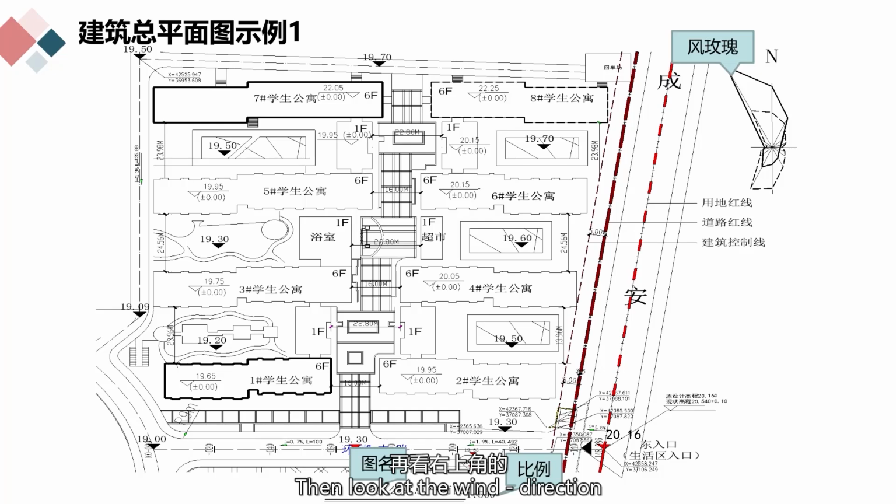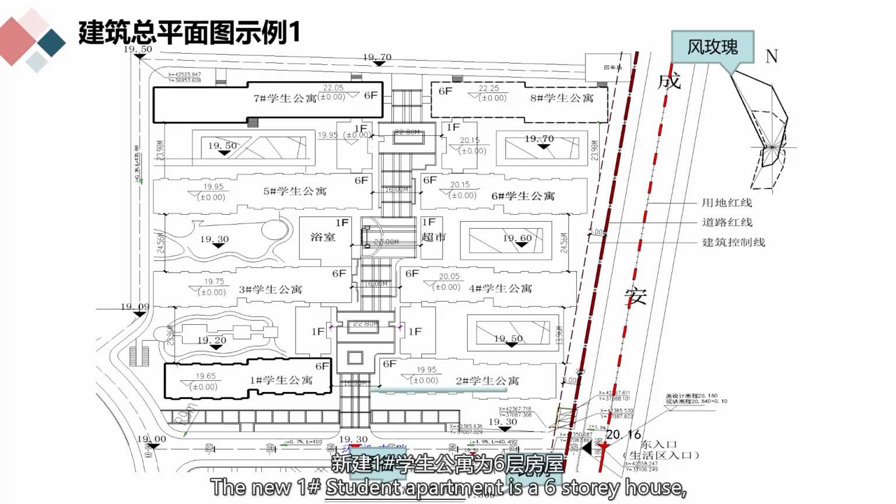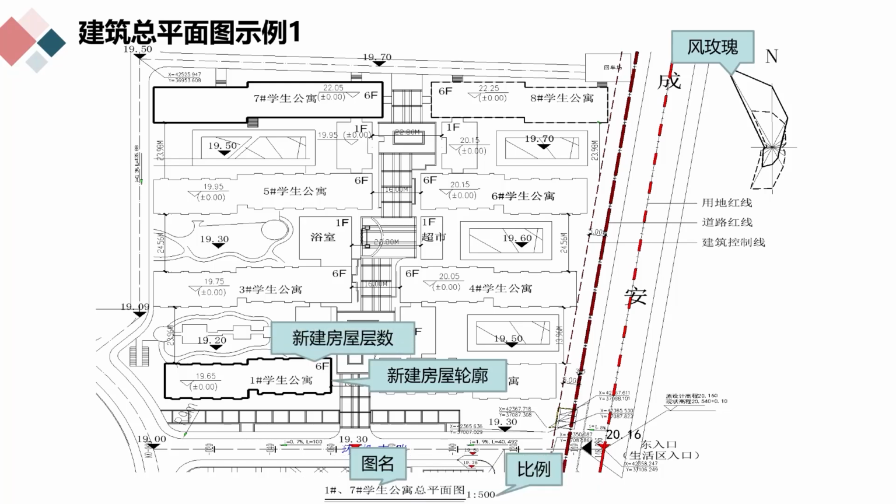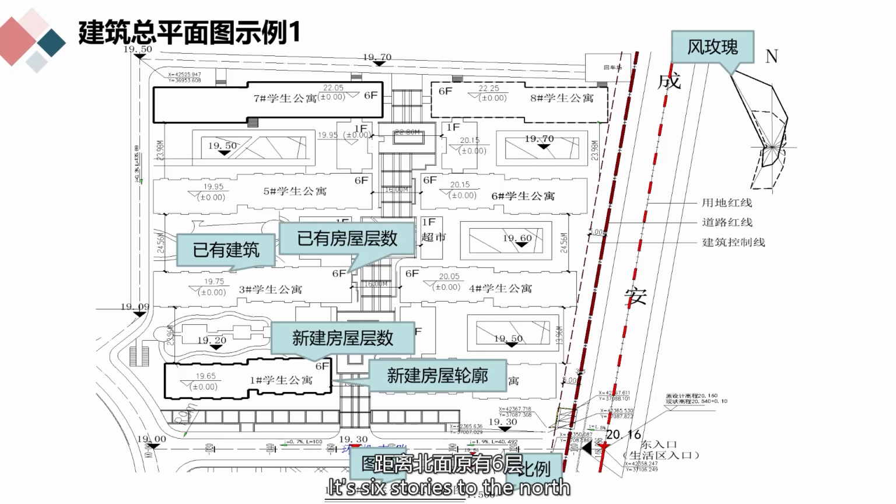Then look at the wind direction frequency rose diagram in the upper right corner, and we can know that the newly built building faces south and is located to the north. The maximum wind direction frequency in this area throughout the year is northwest wind, and in summer it is southwest wind. The new 1 hashtag student apartment is a 6-story house. It's 6 stories to the north.